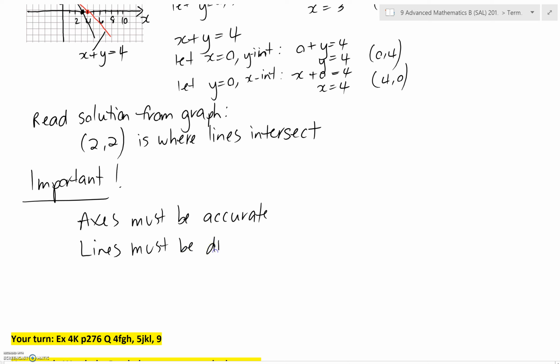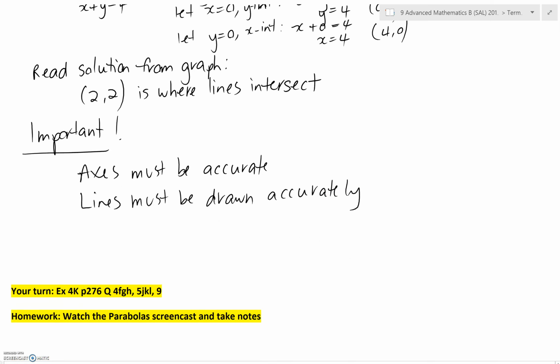Okay, so you're going to go on and do the exercises listed here from exercise 4K as well.